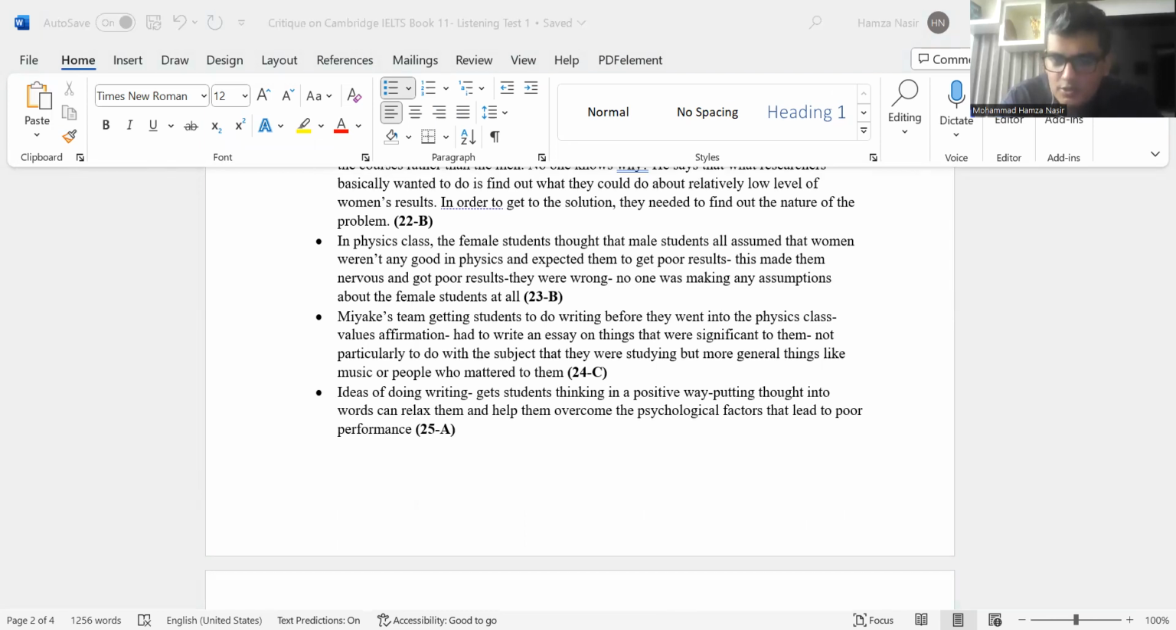Okay. Next up, if you look at question 24 of this section, Miyake's team asked the students to write about... So what did they ask the students to write about? Miyake's team got students to do writing before they went into the physics class. It values affirmation. They had to write an essay on things that were significant to them, not particularly to do with the subject they were studying, but more general things like music or people who matter to them. So they wanted people to write about things that were important to them.